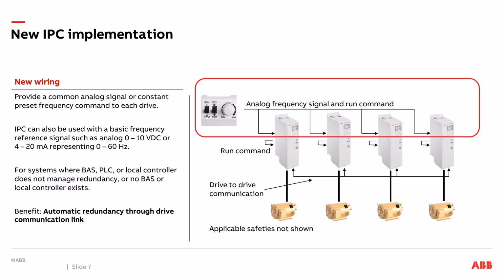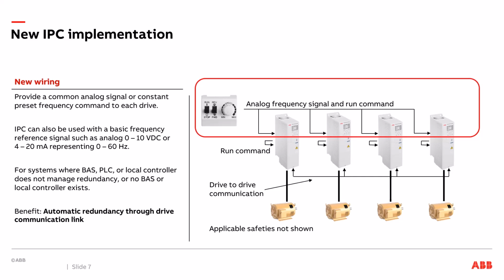In any case, in this setup, I'm sending it, for example, a 0 to 10 or 4 to 20 milliamp signal to each drive, representing a linear 0 to 60 hertz. It could also be greater than 60 hertz for applications that require overspeeding, for example, up to, let's say, 90 hertz. Now, what this system provides you is, if I, for example, need 3 out of 4 drives always to be running, with the new implementation of IPC, I still have automatic system redundancy.